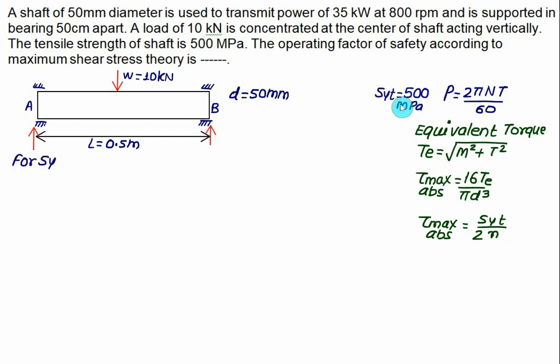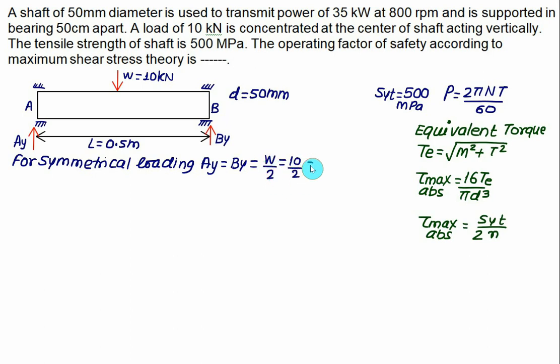SYT value is given as 500, and because of symmetrical loading we have equal reaction on both ends A and B. So in this case we have reaction AY is same as BY, which is equal to W divided by 2. That is, we have 10 divided by 2, which is equal to 5 kN.